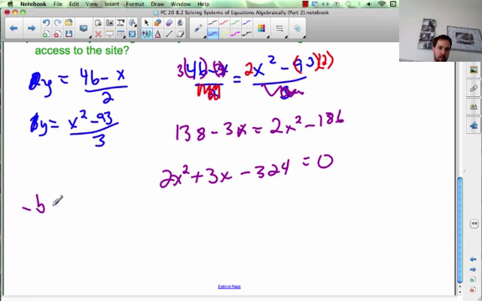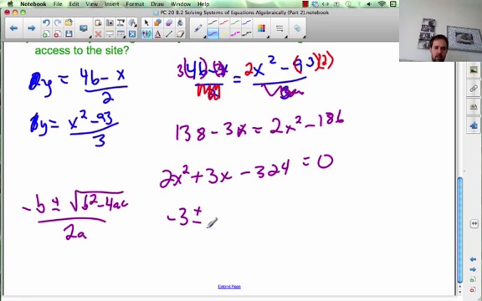x equals negative b plus or minus the square root of b squared minus 4ac all over 2 times a. So we get negative 3. So that's b is 3, not 3x, just 3. We never include the x's in the quadratic formula because we're solving for x.